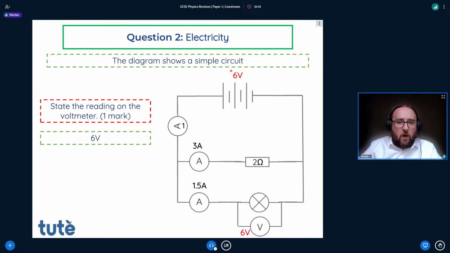But because it was a state, we know we were being asked to do something quite easy. And then once again, I've written it down here to remind me. So I don't forget, oh, 6 volts, should remember that one.